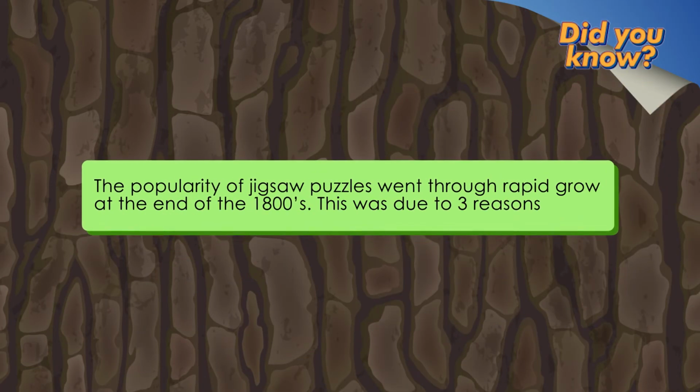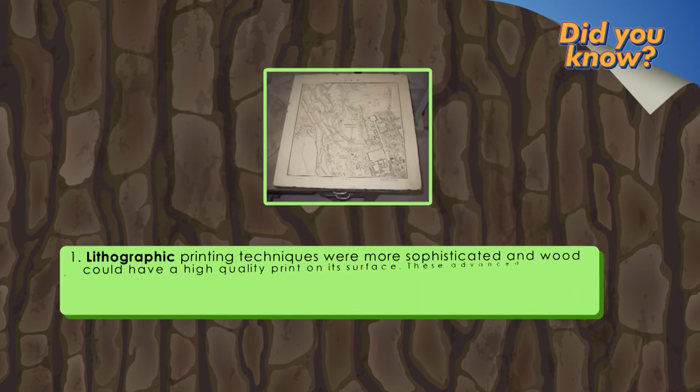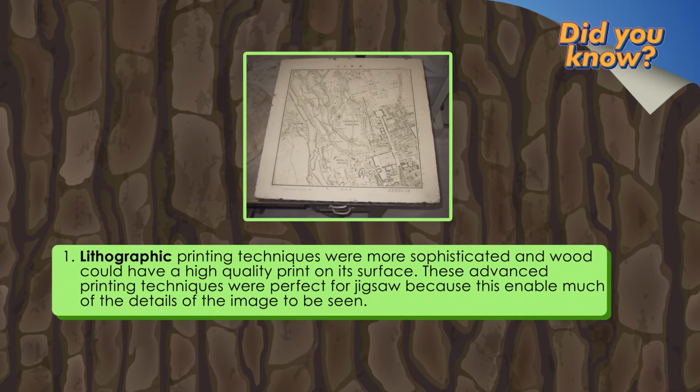The popularity of jigsaw puzzles went through rapid growth at the end of the 1800s. This was mainly due to 3 reasons. 1. Lithographic printing techniques were more sophisticated and wood could have a high quality print on its surface. These advanced printing techniques were perfect for jigsaws because this enabled much of the details of the images to be seen. Colors were also much brighter and more attractive as well.